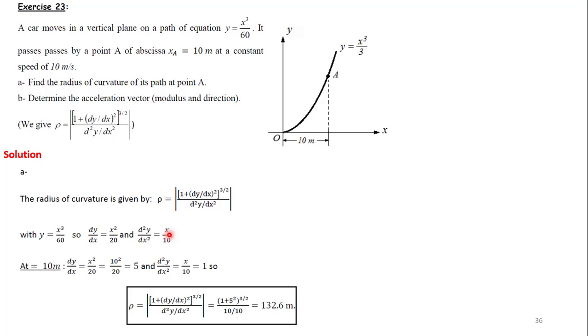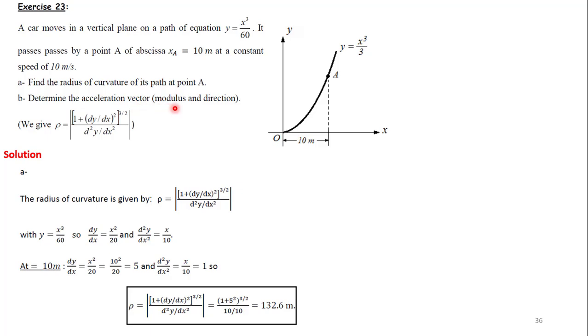So we have dy over dx, and we have d2y over dx squared. The answer is a function of x. And finally, to find the radius of curvature at the particular point xa, we need to replace x with 10 meters. Therefore we can find rho equal to 132.6 meters.